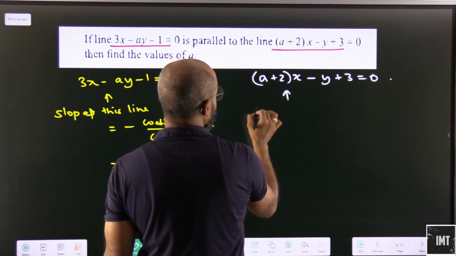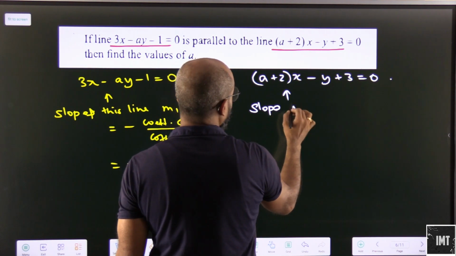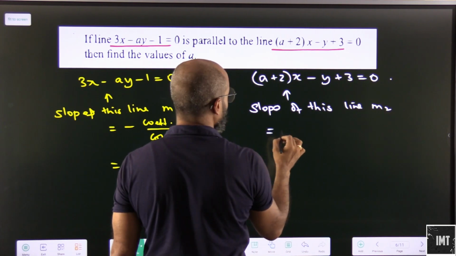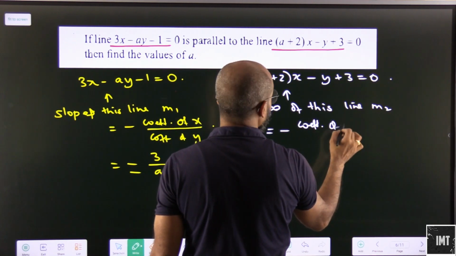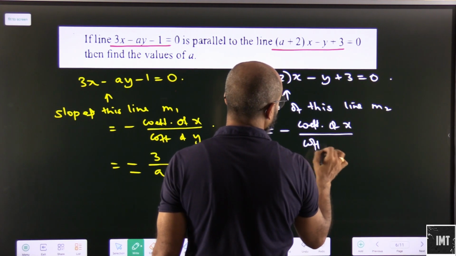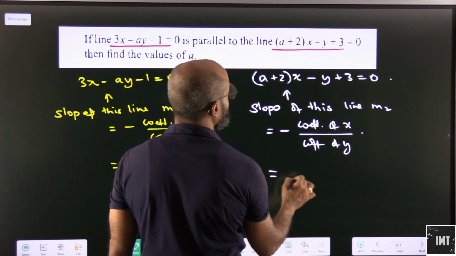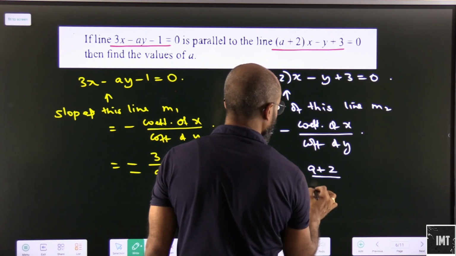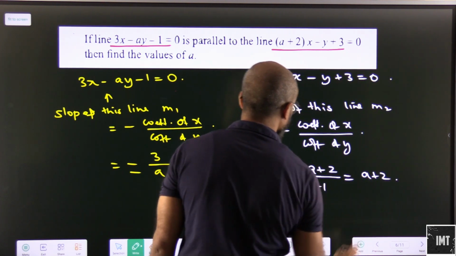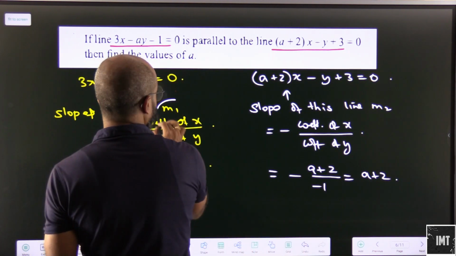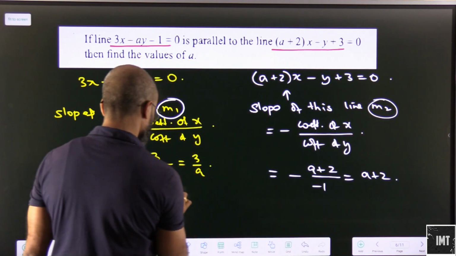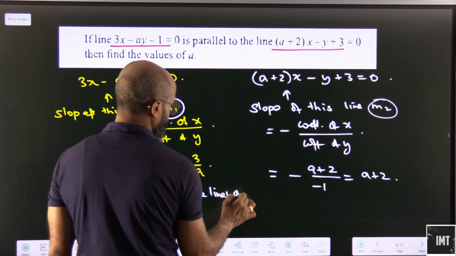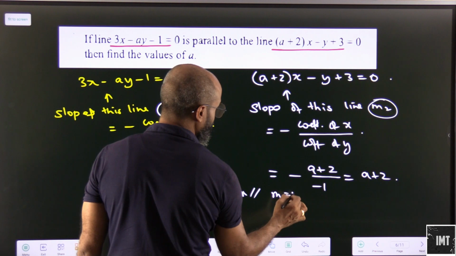Similarly here also we have the line a plus 2 x minus y plus 3 is equal to 0. So the slope of this line, m2, is equal to minus coefficient of x upon coefficient of y. That will be minus, coefficient of x that is a plus 2, upon coefficient of y that is -1. So that will be a plus 2. Now since these two lines are parallel, m1 will be equal to m2.